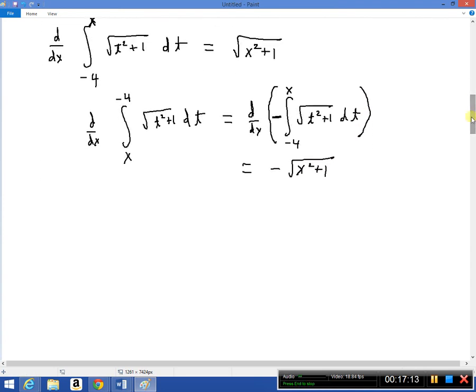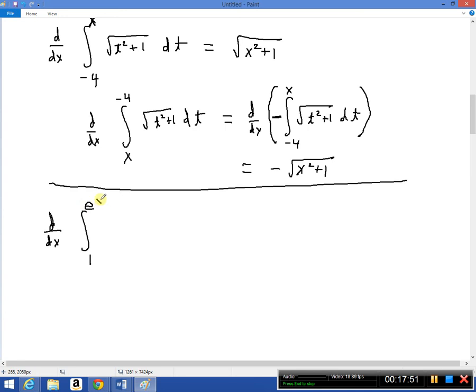All right, let's do one that is going to be a bit more complicated, but you get used to this very quickly. Let's suppose we want to take the derivative of, and actually I want to pick a particular problem here. I want to do the derivative of the integral from 1 to e to the x of log t dt.